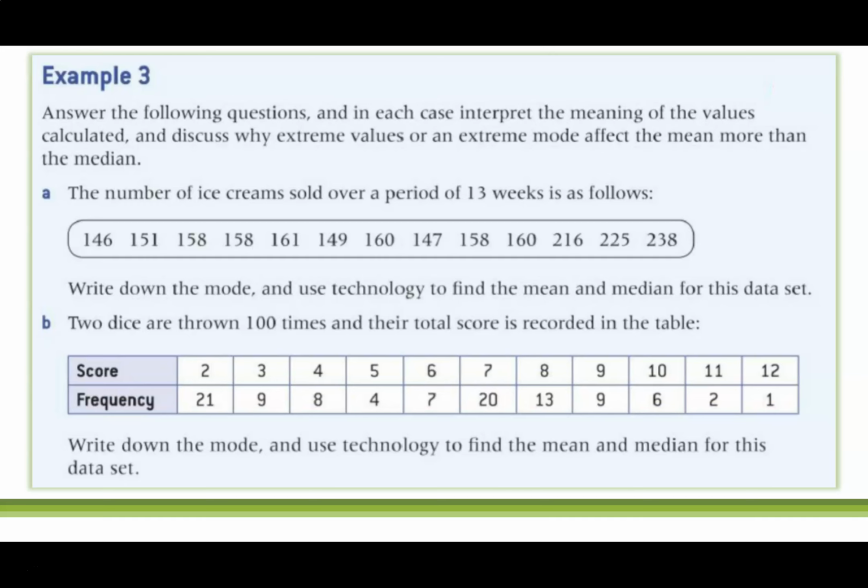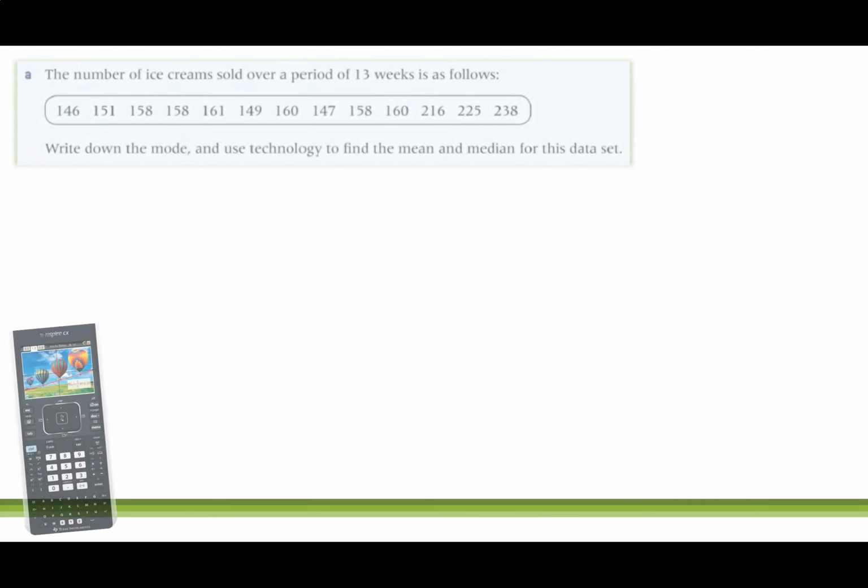All right, let's see. The number of ice creams sold over a 13-week period is as follows, and there's a bunch of numbers. Write down the mode and use technology to find the mean and median of this set. 2 dice are thrown 100 times and your total score is recorded in the table. Of course, 2 dice thrown like a Monopoly game. The scores can only go from 2 to 12. And you can see that there's a lot more in the middle, like the 7s. And you can give them a try and ask questions of me if you have any.